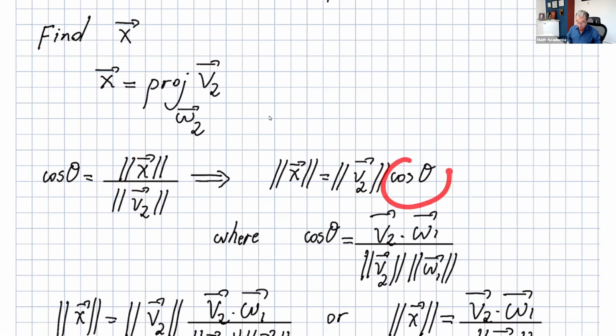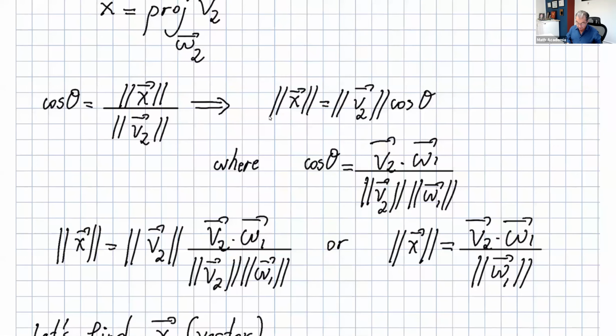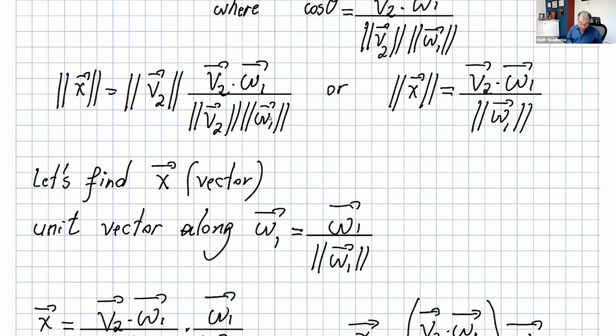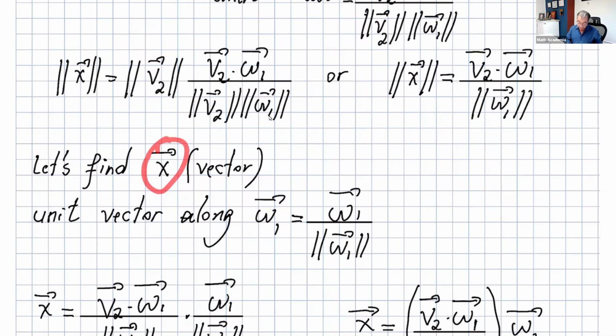But what is cosine theta? We just learned that cosine theta from the dot product has this expression. So you can substitute. You can say the norm of X is the norm of V2 times cosine theta, which is that expression. Then if you cancel the norms of V2, you can just say the norm of X is V2 dot W1 divided by the norm of W1. Now our goal is to find the vector X by using the norm of X. To find that, we have to find a unit vector in the same direction as W1, and that's just W1 divided by the magnitude of W1.